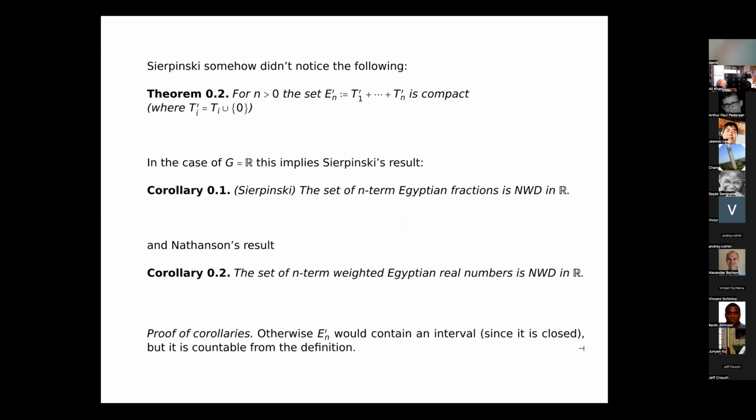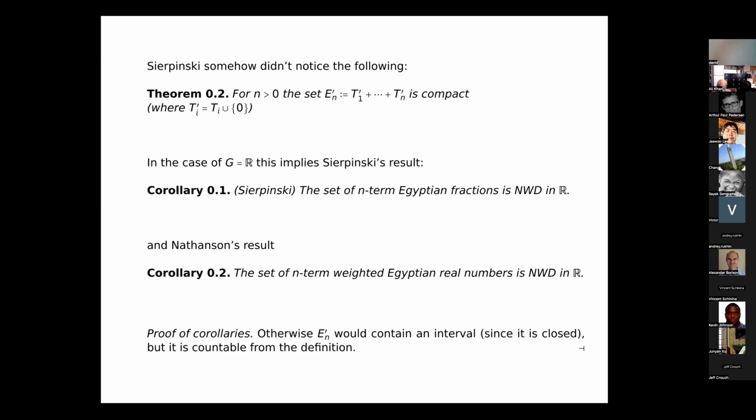Okay. Anyway, Sierpinski didn't notice the following result. At least this is true in the reals. If you throw 0 in for each of the T sub i's, and so you form E sub n prime as the sum of T sub 1 prime up to T sub n prime, where T sub i prime is T sub i together with 0, it's actually a compact subset. And it's true for the reals, and it's going to be true for an arbitrary topological group.